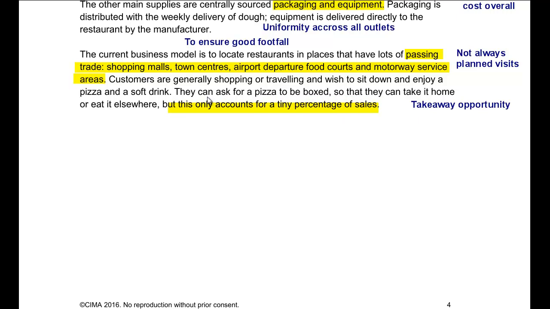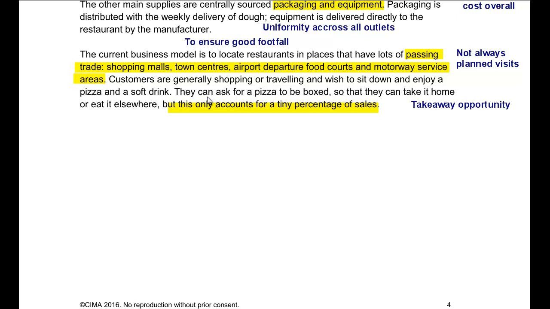Now, if you look at Domino's, Domino's is considered the biggest pizza company in the world. Domino's doesn't even have any restaurants. It is purely a takeaway and a home delivery business. So there is perhaps an opportunity here, a market development opportunity to bring new customers who perhaps aren't going out to shopping malls and town centres, to perhaps give them the opportunity to have Pizzatime pizza at home.